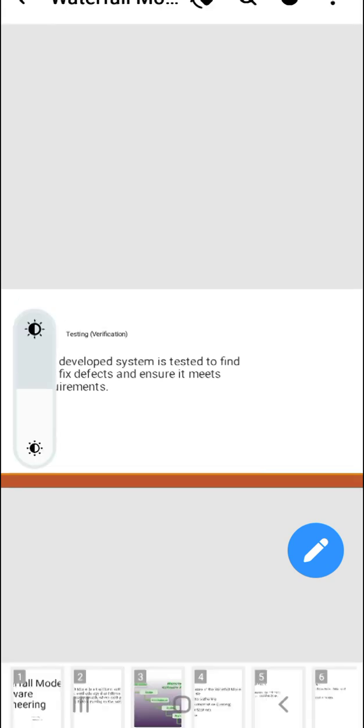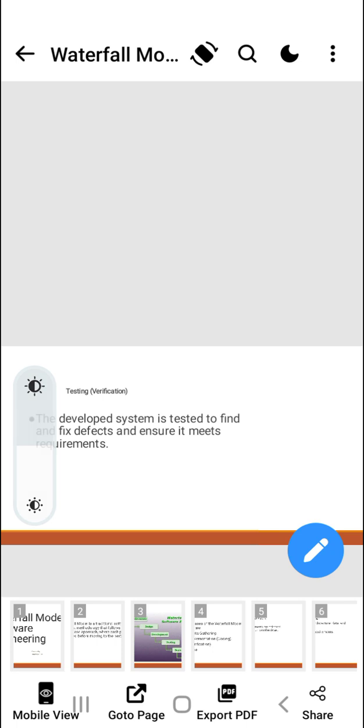And next one is the testing phase. In this, the developed system is tested by a software engineer to find and fix defects and ensure it meets requirements. Here we will do two types of tests, one is positive test and the other is negative test. In positive testing we give positive input and check what the output may be. The negative testing indicates we will give negative inputs and make sure that the software handles them properly.